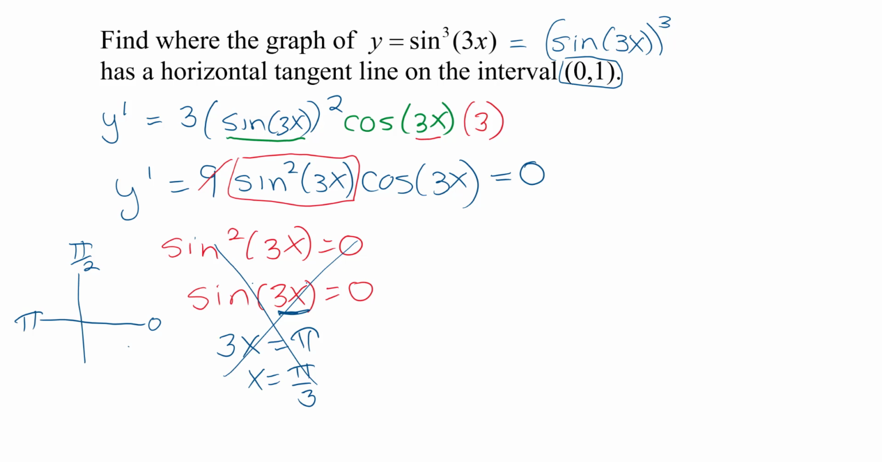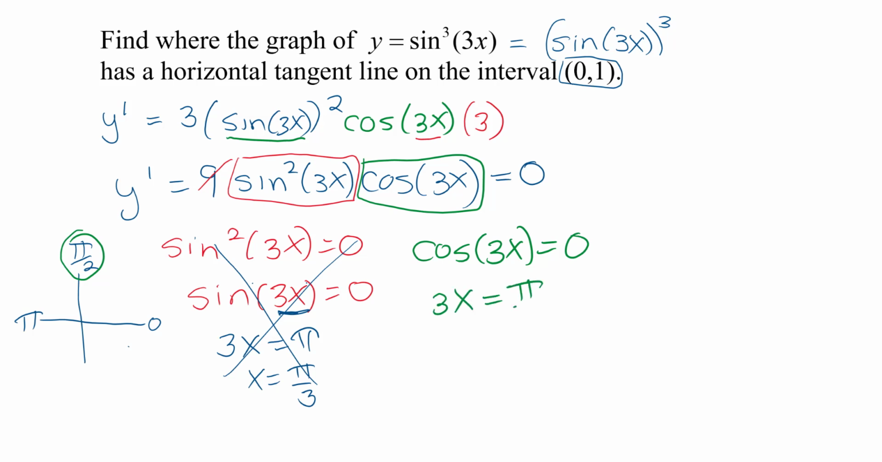So now let's move over to the other factor. Then maybe this factor could equal 0. Let's see if there's a horizontal tangent from this factor. If not, then the answer is there are no places where there's a horizontal tangent between 0 and 1. Okay, so let's think about cosine. And we think of where is the cosine 0, and that is at pi over 2. So if we had 3x equal pi over 2, and we divide by 3, we get x equals pi over 6. Pi divided by 6 is 0.5235 and so forth.